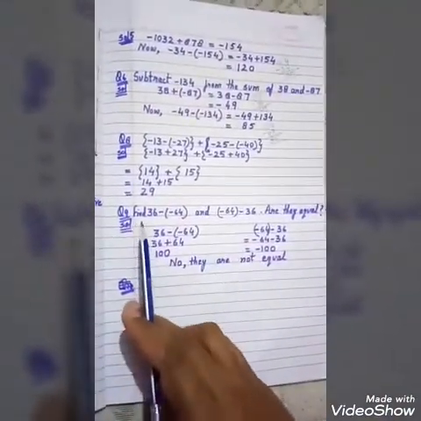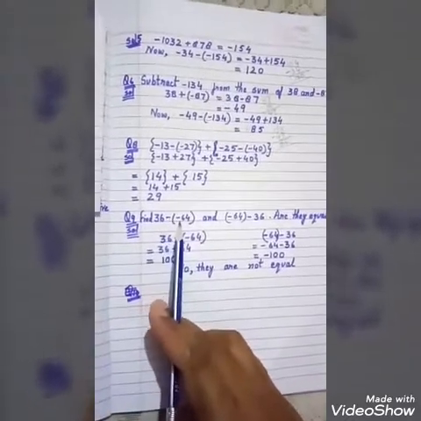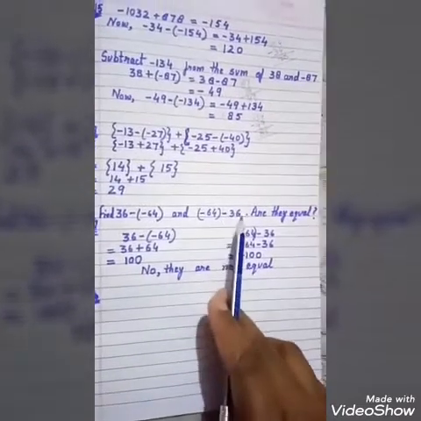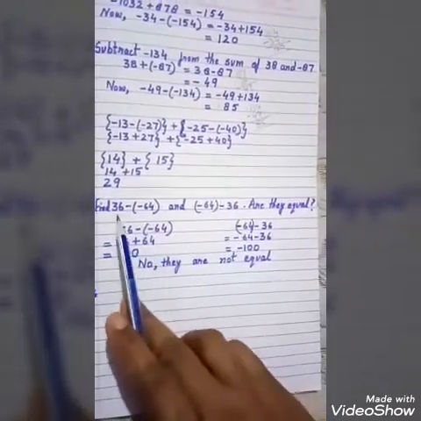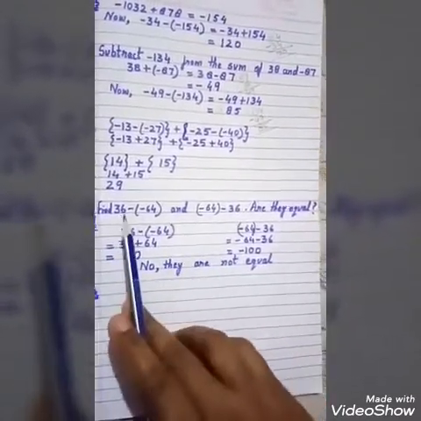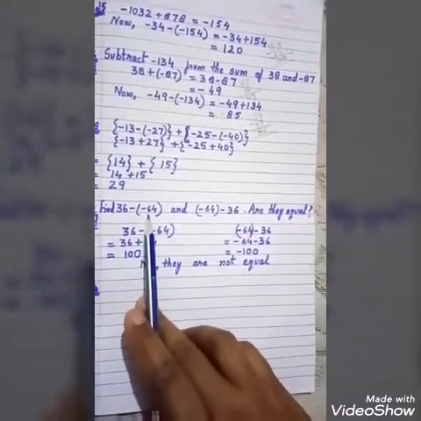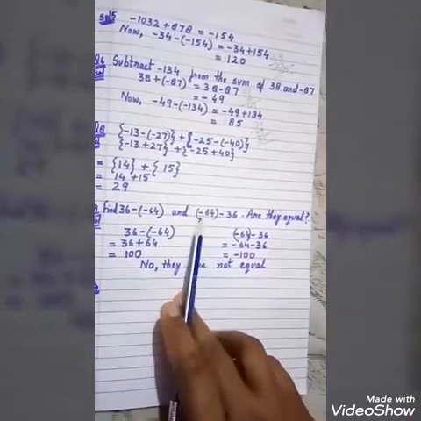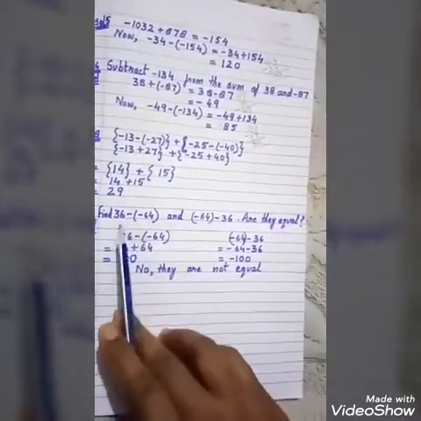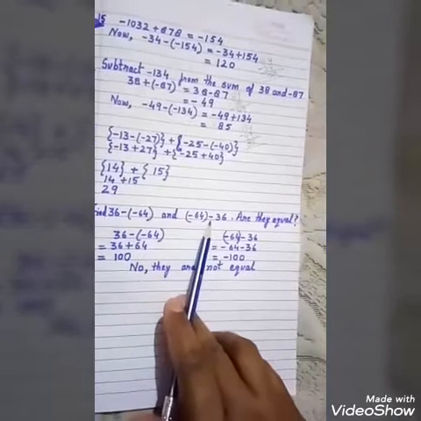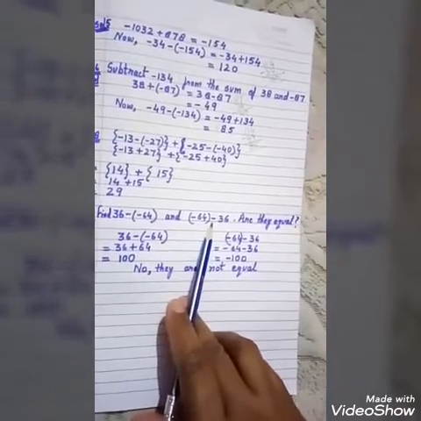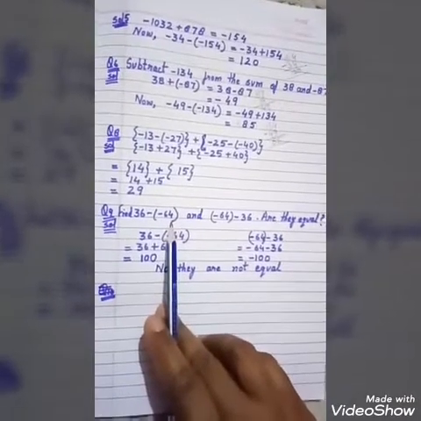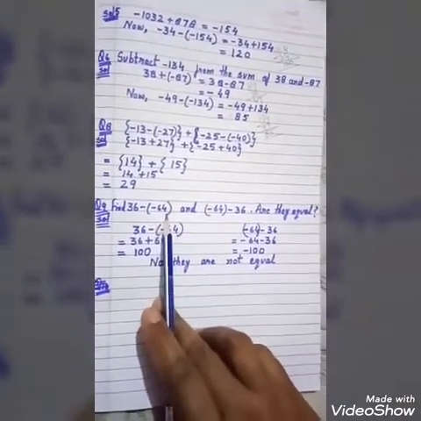See here. Find 36 minus 64 and minus 64 minus 36. The numbers are reversed. Here the first number is 36, the second is minus 64. Here the first is minus 64, the second is 36. This means the numbers are reversed and we are subtracting them. We have done the properties of subtraction: subtraction is not commutative. So our answer will not come the same.